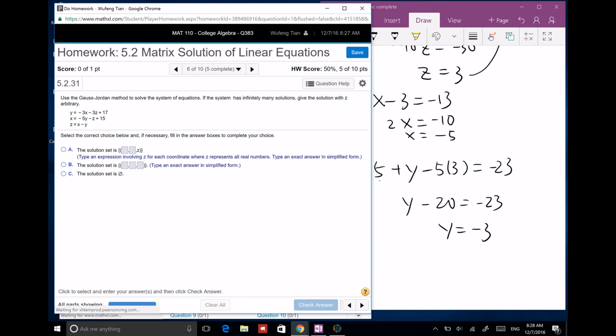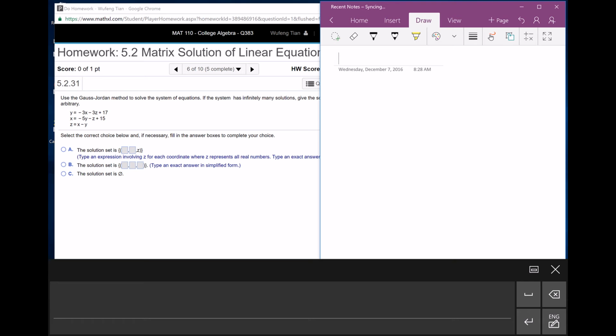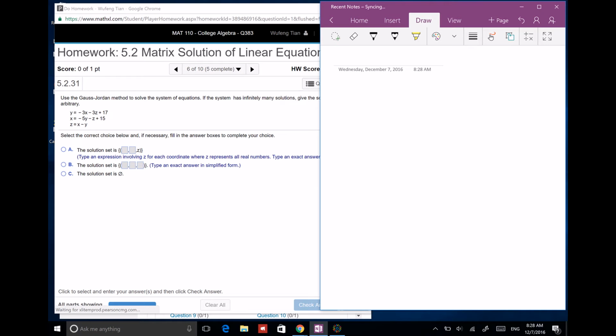Alright, so this one would be very similar. Solution set. I'm going to skip this one. It's pretty much exactly the same thing.